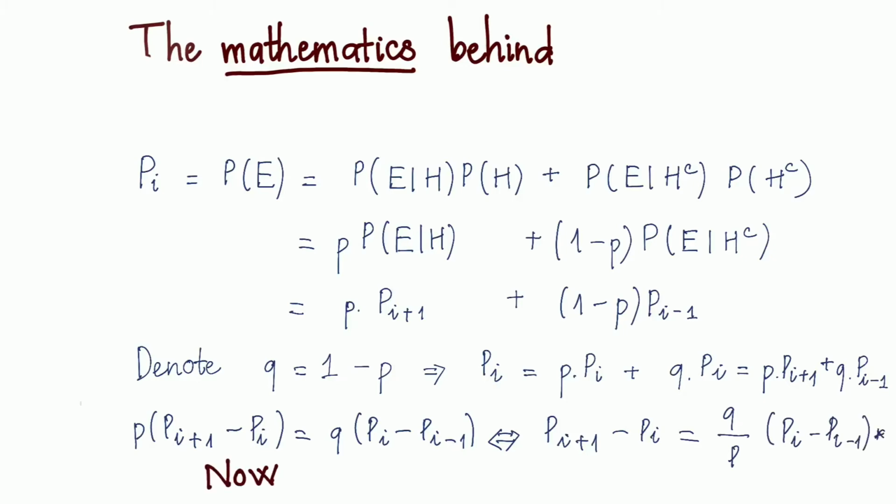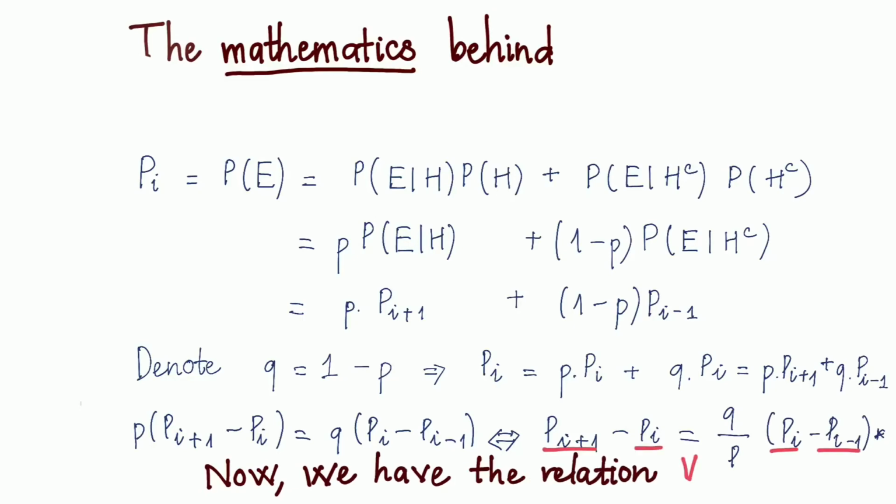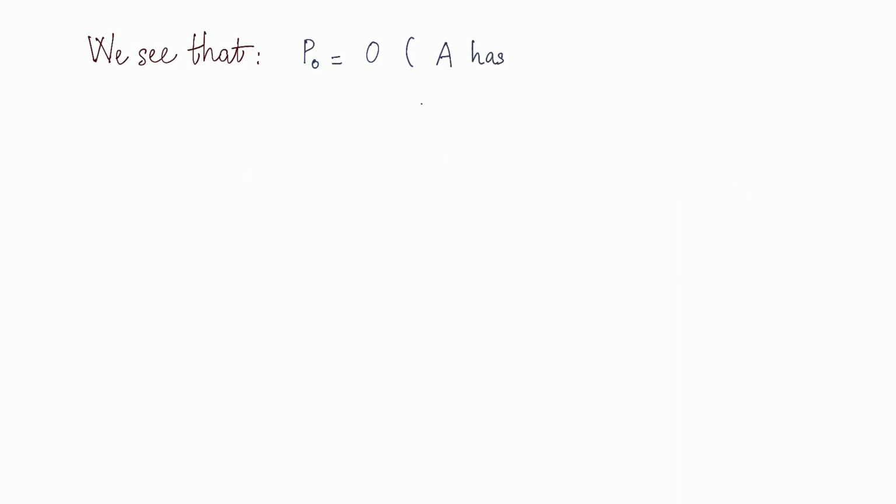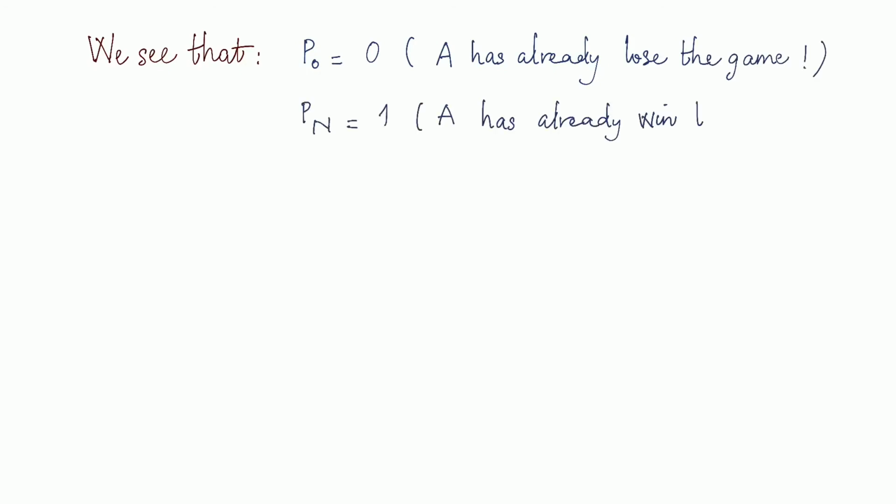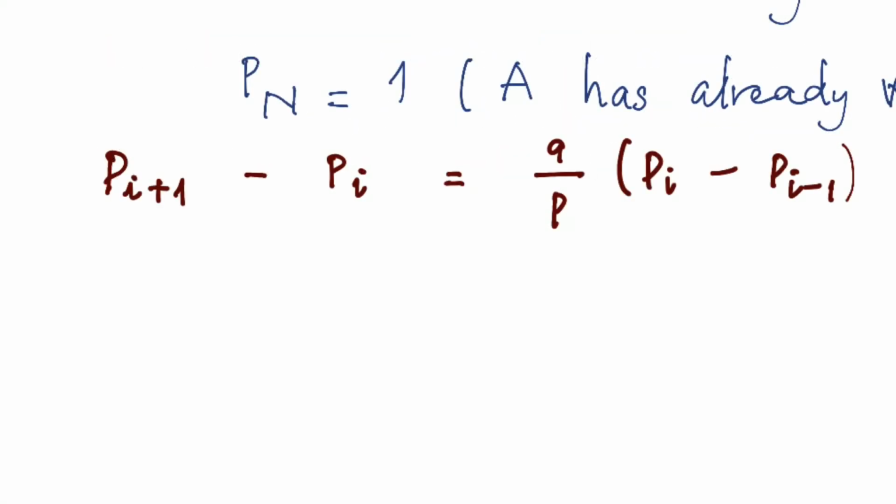Now we have the relation between P_(i-1), P_i and P_(i+1). What shall we do now? We see that in this problem, P_0 equals 0, A has already lost the game, and P_N equals 1, A has already won the game. So, what does it mean for our calculations?